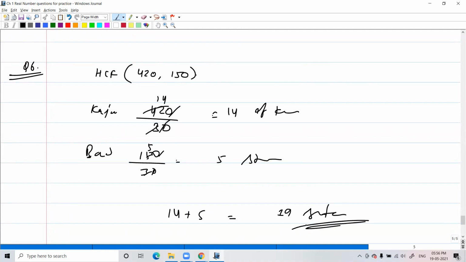Does it make sense? Very simple thing. Each stack has 30 sweets. So if there is a total of 420 Kaju Burfis, 420 divided by 30 gives the stacks. There's a total of 150 Badam Burfis, and each stack should have 30, so 150 by 30 gives you 5 stacks of Badam Burfi. 14 plus 5, a total of 19 stacks.